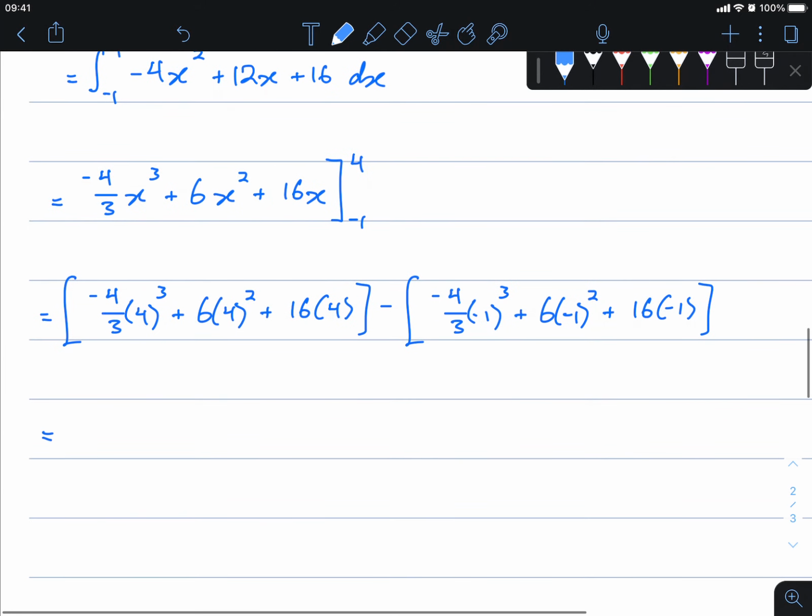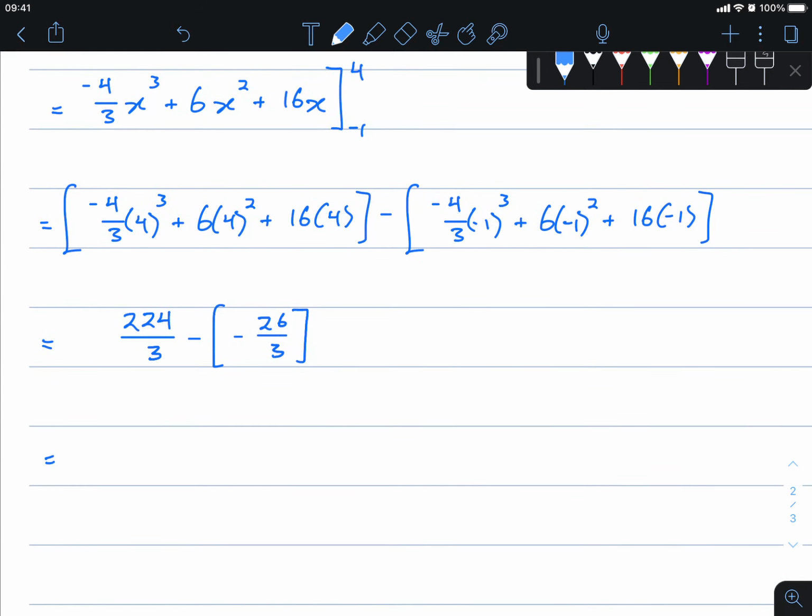It's now just an exercise in typing it into your calculator. You can skip this part if you'd like, but here we go. -4/3 bracket 4 to the power of 3 plus 6 bracket 4 squared plus 16 times 4. 224 on 3 minus, and just replacing 4 with -1. Let's take a look at what we get. We get -26 on 3.